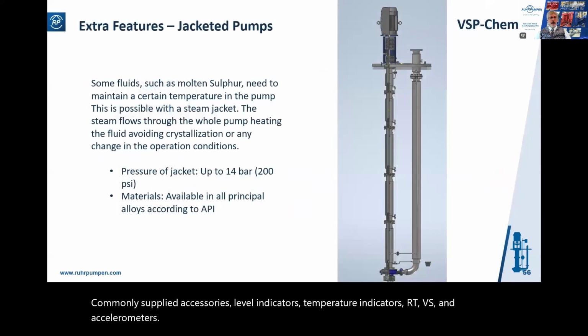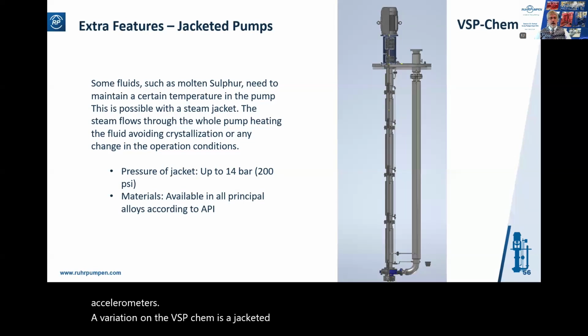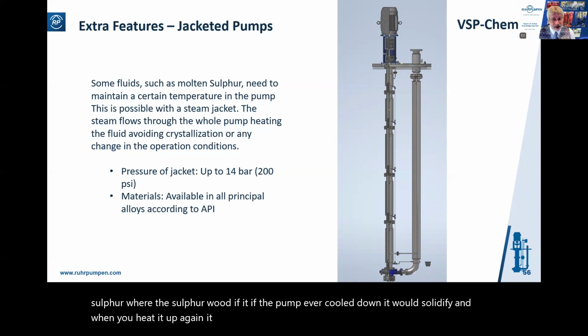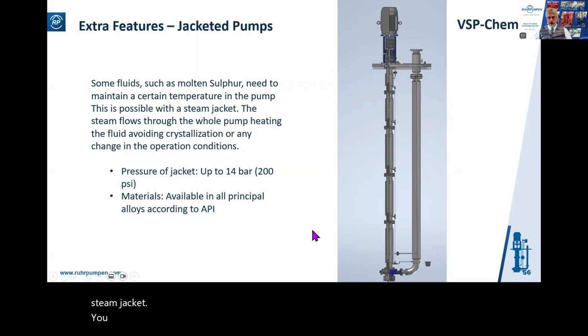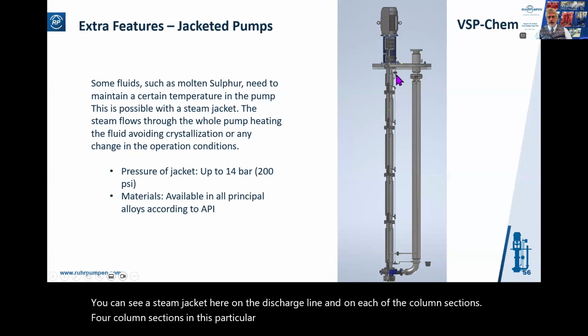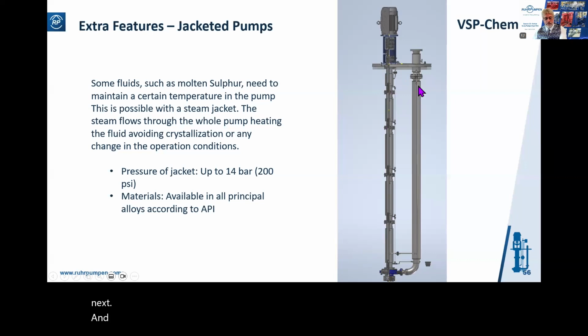A variation on the VSP Chem is a jacketed pump. And this is commonly used for molten sulfur, where the sulfur would, if the pump ever cooled down, it would solidify. And when you heat it up again, it will go back into the liquid form. And we achieve this with a steam jacket. You can see a steam jacket here on the discharge line and on each of the column sections. There are 4 column sections in this particular case, and the steam supply is passing from one to the next, then across and back up to the surface.